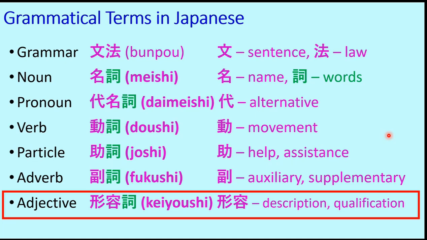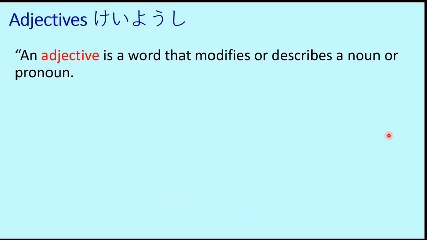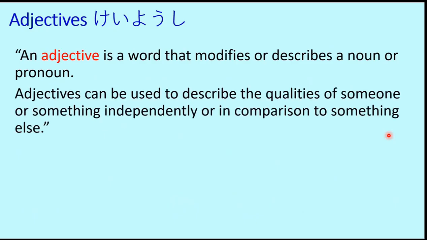description or qualification. So we know that an adjective is a word that modifies or describes a noun or a pronoun. That means it is a qualitative word. It can be used to describe the qualities of something or someone independently or in comparison to something else. For example, I like old houses. The boy is tall. So in these examples, old and tall, these qualify the nouns. So these are adjectives. In the first one, old qualifies the house, and in the second one, tall qualifies the boy. So this is the very basic understanding of adjectives, which we all know.